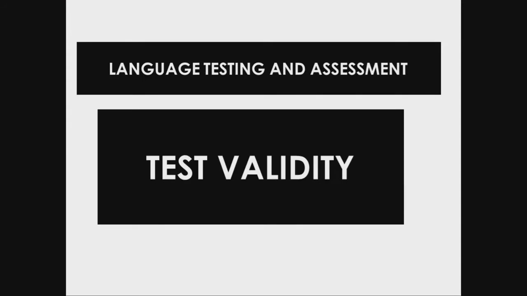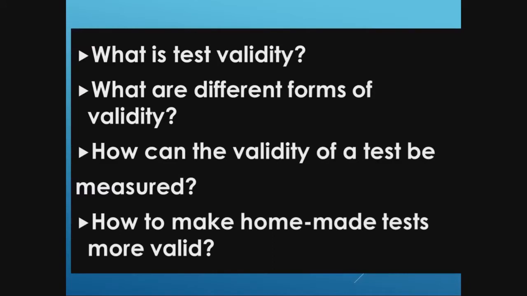So first, we talk about validity, and then after that, we will have a short break and we will continue with reliability. So what is validity? What are different forms of validity? And how can the validity of a test be measured? And the last question, which is quite important, is how to make homemade tests more valid.